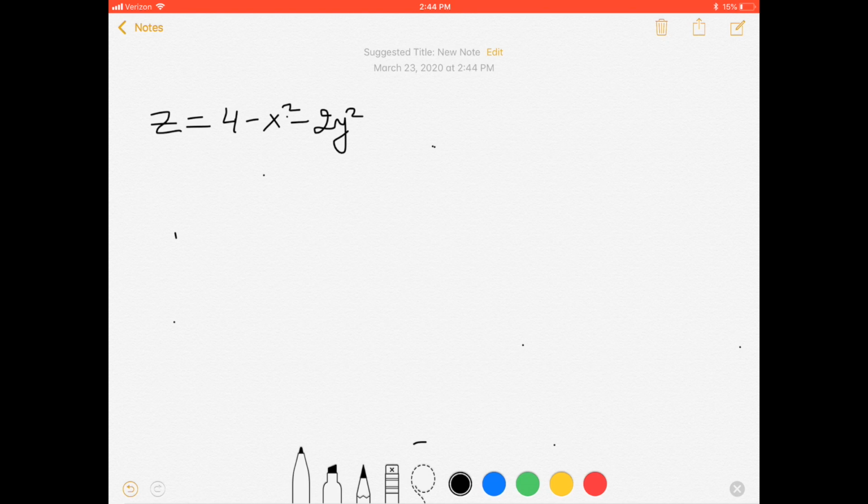All we know, this will be a paraboloid, and we need to find the volume between this paraboloid and the xy plane. This means you have something like this, like a cup, upside down. Okay, how can we do it?